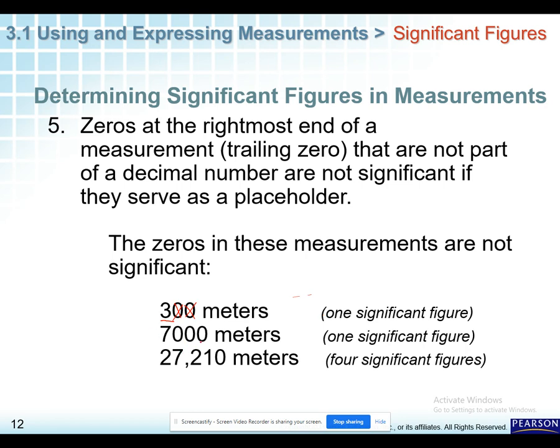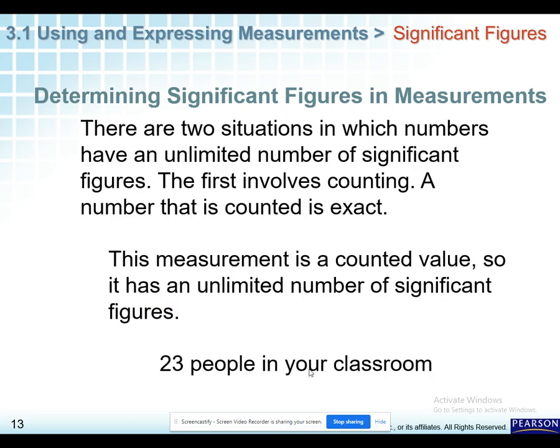Here, I have zeros at the end, so I have to look for a decimal, and I don't see one. So these zeros cannot count, so I still only have 1 sig fig. And lastly, this 0 also is at the end. I don't see any decimal in this number whatsoever, so this one cannot count. So 1, 2, 3, 4. This has 4 sig figs.